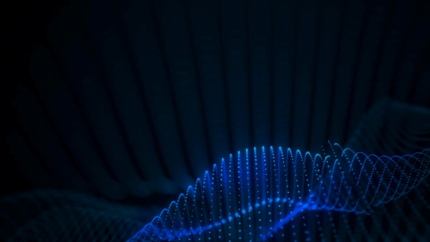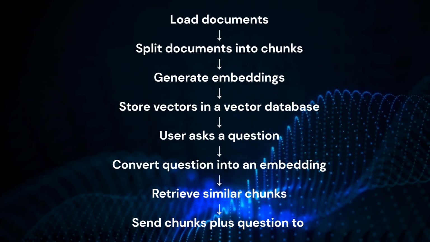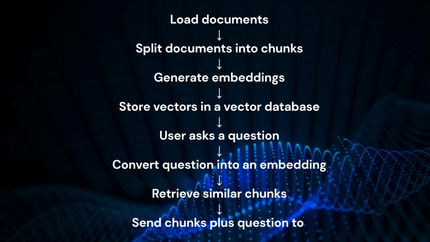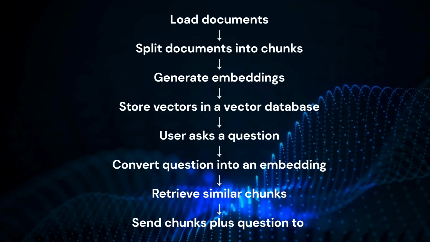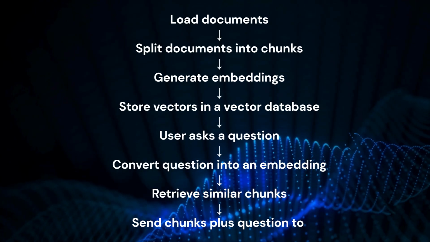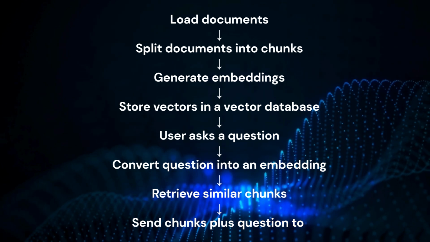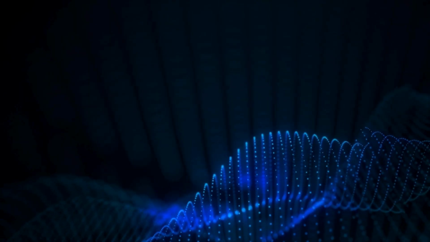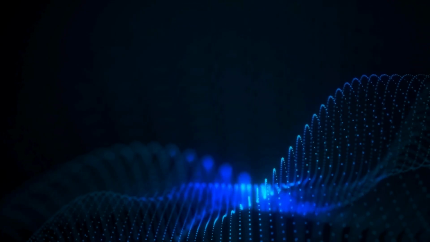Let me complete the flow with a recap. Let's review the entire journey. Step 1, load documents. Step 2, split documents into chunks. Step 3, generate embeddings. Step 4, store vectors in a vector database. Step 5, user asks a question. Step 6, convert the question into an embedding. Step 7, retrieve similar chunks. Step 8, send chunks plus question to the LLM. Step 9, generate the final answer. And that's the complete RAG pipeline. Everything you see in modern AI assistants follows this workflow with some variations.